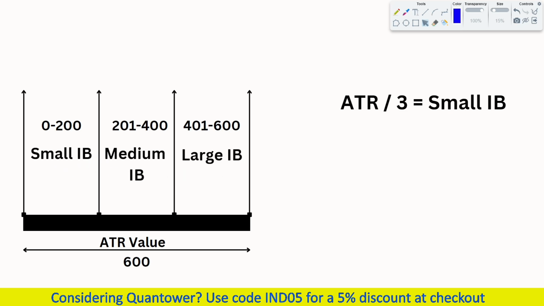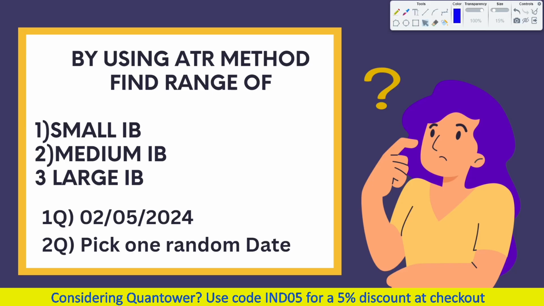Okay, so hope you understood. Let's see this example. Let's say the IB is 600. If you just divide 600 by 3, that is 200. So if my IB is lying between 0 to 200, then that is a small IB. If it is between 201 to 400, then that is a medium IB. If it is between 401 to 600, then that is a large IB. So now hope you understood this method. If so, let me know in the comment section.